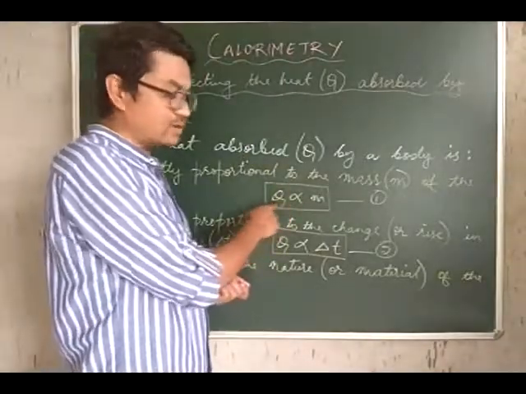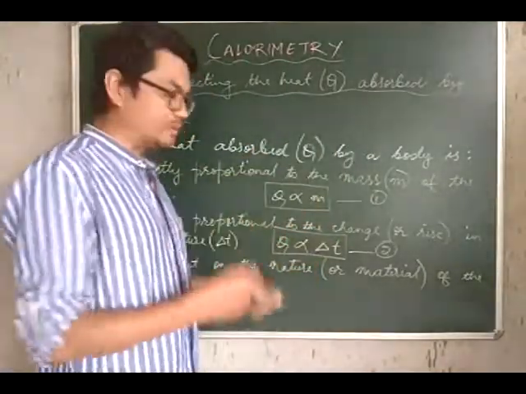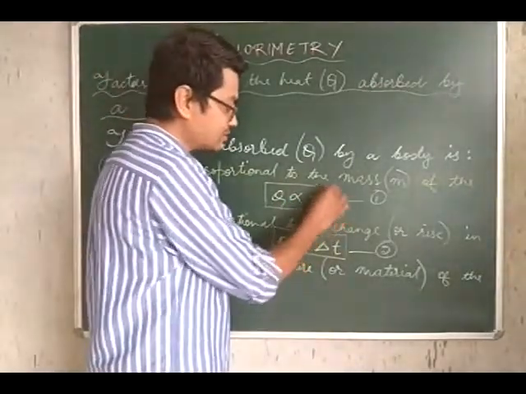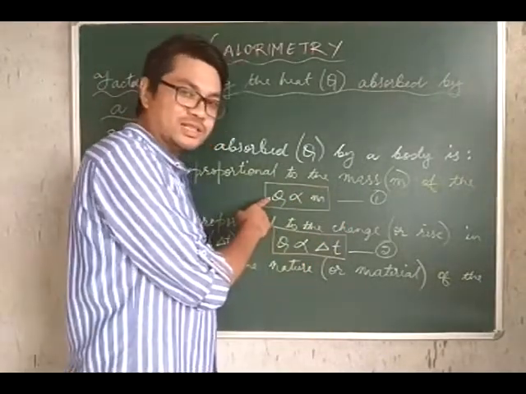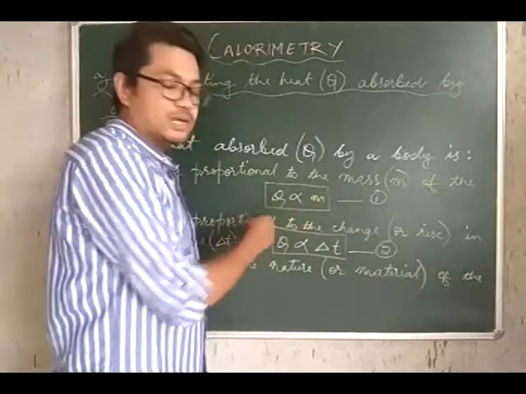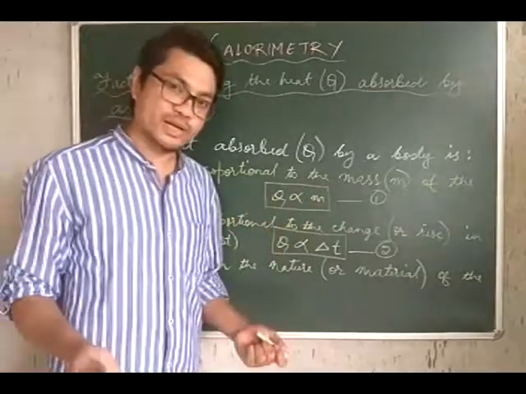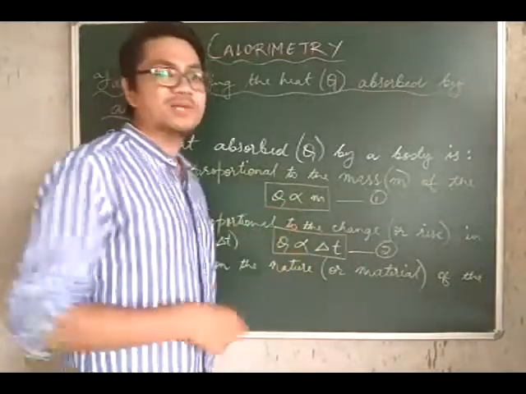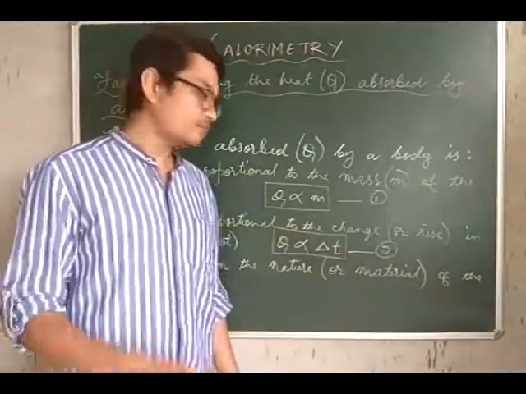The heat provided to a body, or heat absorbed by a body, is directly proportional to the mass of the body. More the mass of the body, we need to provide more heat. Lesser the mass of the body, lesser heat we need to provide. And of course, no mass, no heat. Therefore, Q and M are directly proportional.